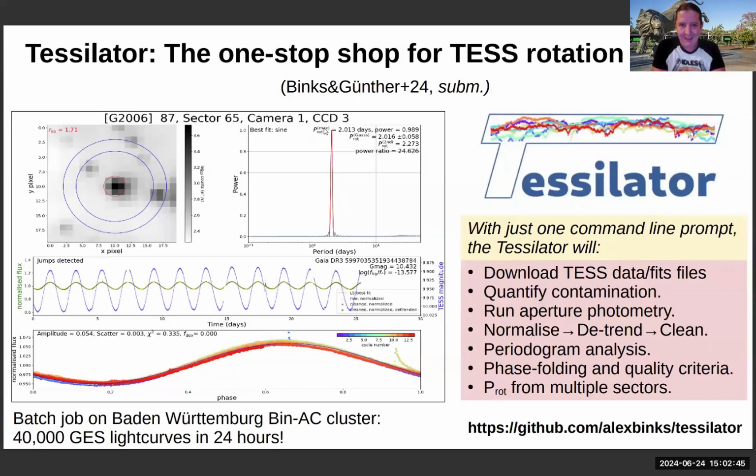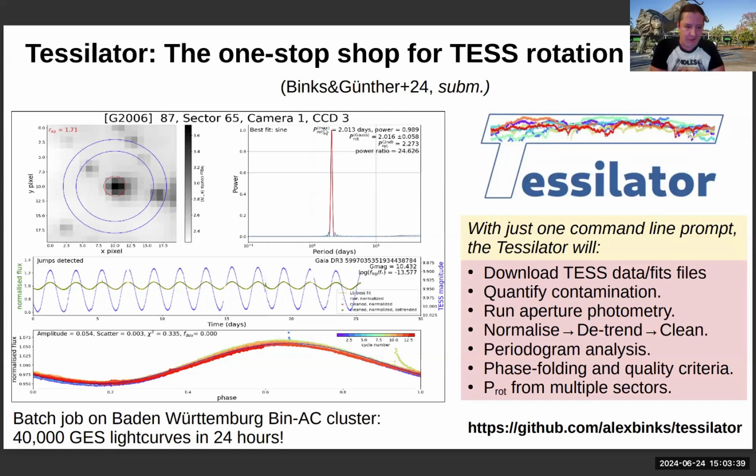Here's where I want to introduce the software that I've developed in the past year or so. It's a tool called the Tessellator. The aim of the Tessellator is to provide the user with just one command line prompt, which will then allow the user to download TESS data. It quantifies contamination by looking at neighbouring Gaia sources. It then runs its own aperture photometry on the pixel files. Then we do some light curve fixing: a normalization, detrending, and cleaning process, which is specialized for the TESS data. Then we run a Lomb-Scargle periodogram analysis, phase-fold the light curve, and produce some quality criteria from the outputs.